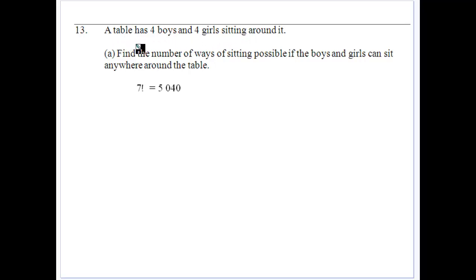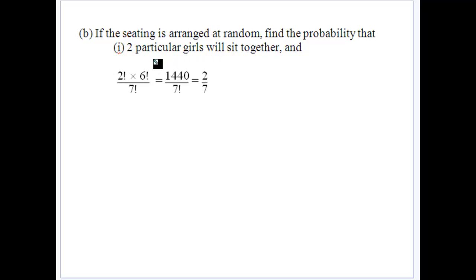This time we've got a table with 4 boys and 4 girls sitting around it. Find the number of ways possible if the boys and girls can sit anywhere. Well, again, if they can sit anywhere, there's 7 factorial ways of doing that. And 2 girls have to sit together. Again, they get counted as one element. So there's 6 elements altogether for that.